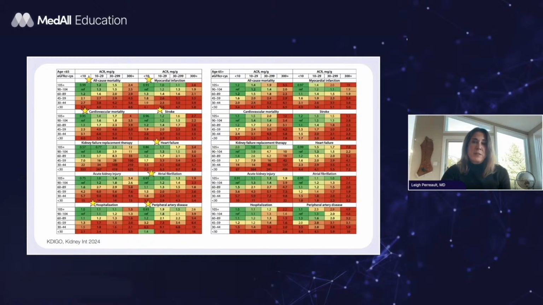So it's important, as we have that conversation with Sam, to really explain why we're measuring the UACR and how we'll use it in terms of stratifying his risk for not only the progression of kidney disease, but the onset and progression of cardiovascular disease.